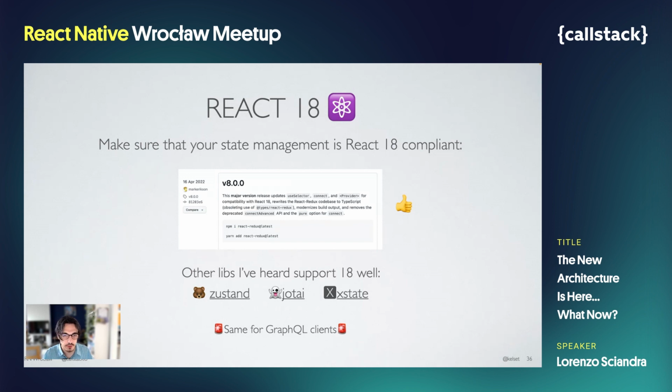Like, I'm not even joking. You really need to go and check if your state management says explicitly, yeah, I support React 18. For example, since mid-April, React Redux supports it. Other libraries I've heard support it well are listed here. And by the way, the same thing is true for GraphQL clients. Basically, you need to assume that whenever you move to React 18, you will have to update your state management to the latest version.